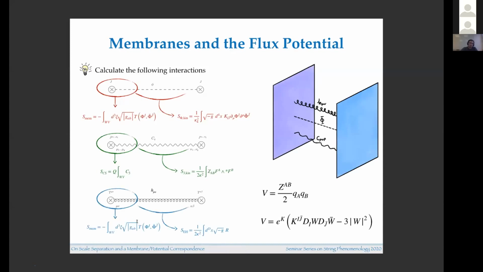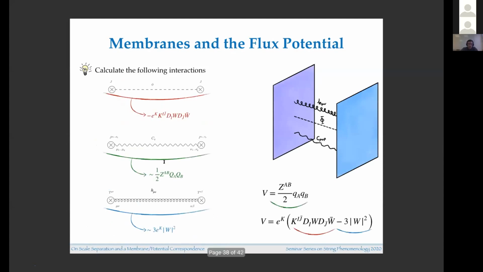We can calculate the vertex from the expansion of the square root here, and the propagator from the Einstein-Hilbert term. What one obtains when one does this calculation is that these amplitudes are proportional to these three quantities here. Now, of course, there is a dependence with the distance. In fact, the forces are constant; they do not depend on the distance. From the amplitudes, one can calculate the potential, which grows linearly.